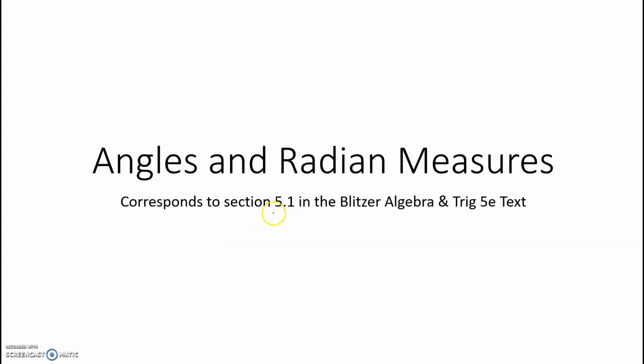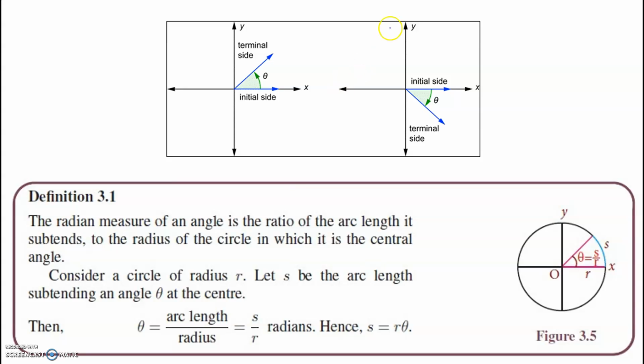Welcome back, everyone. We're going into section 5.1, which is angles and radian measures. So the first thing I want to talk about, angle measures. You have your initial side when you're talking about an angle, and then you have your terminal side. And that would make your degrees or your radians. So from the initial side to the terminal side.